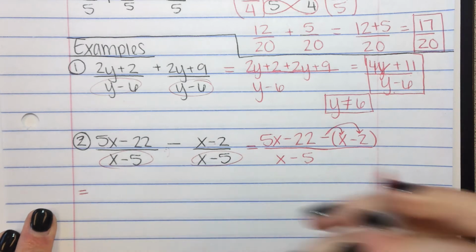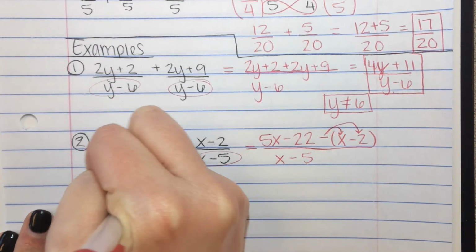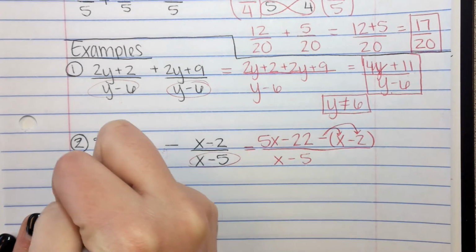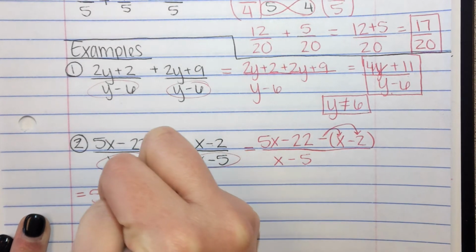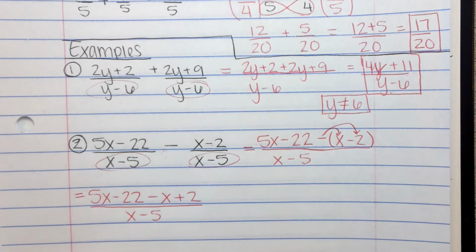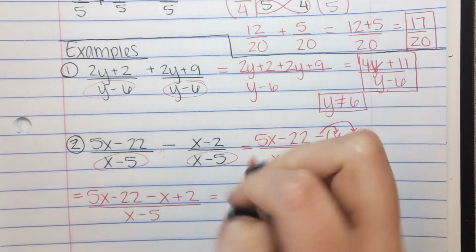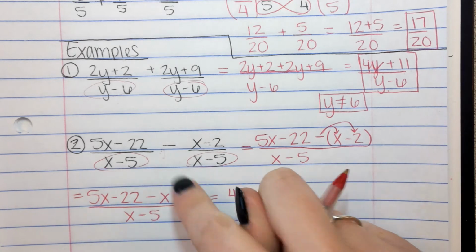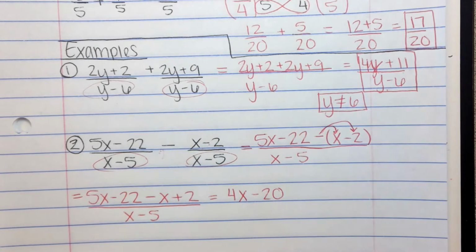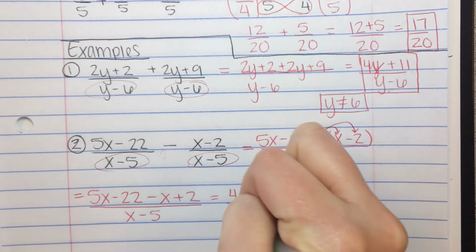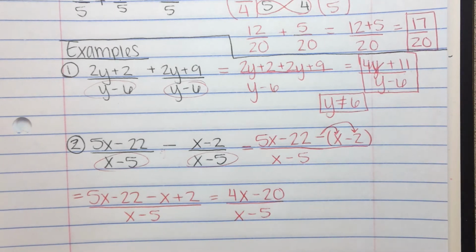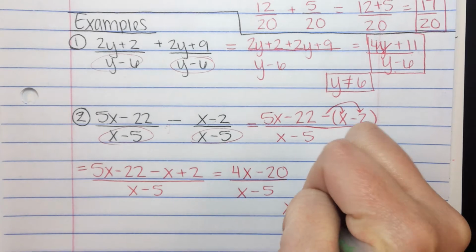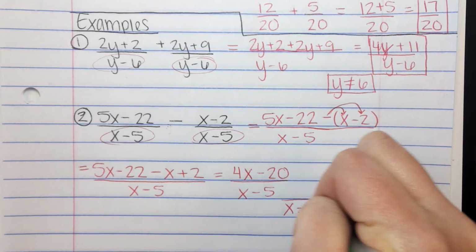So I'm just going to scoot down here. So 5x minus 22 minus x plus 2 all over x minus 5. Okay, combine our like terms. 5x minus x is 4x. Negative 22 plus 2 is negative 20. On the bottom, I have x minus 5. Before I move on, I'm going to pick out my restricted values. So I know that x cannot equal 5.